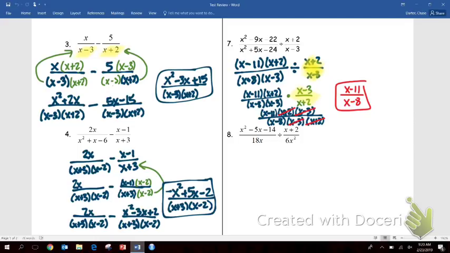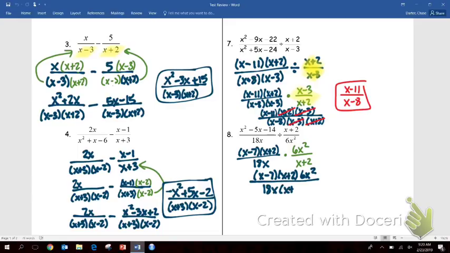Number 8, same exact question. So I'm going to do everything in one step. I'm going to factor, but I only have to factor once here. So I have x minus 7, x plus 2 over 18x. This second fraction needs to be flipped. And I don't have anything to factor here, so that's good. And then now that it's multiplication, we put all the numerators together and all the denominators together.